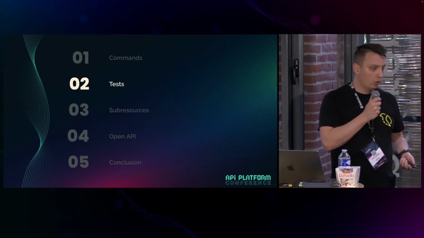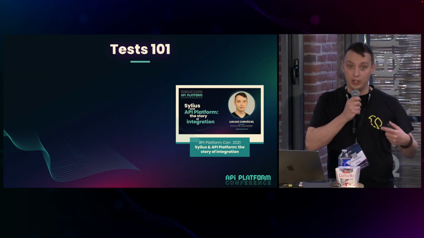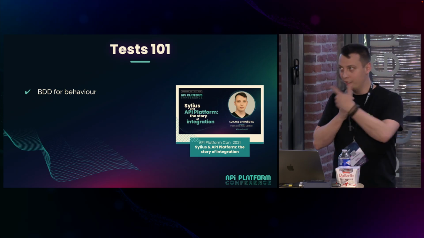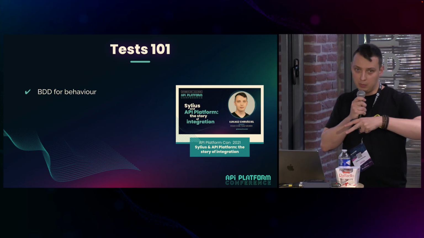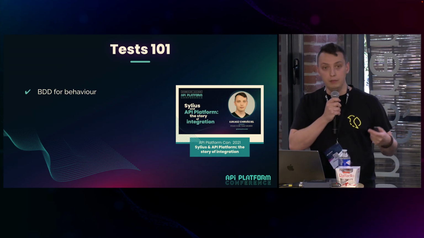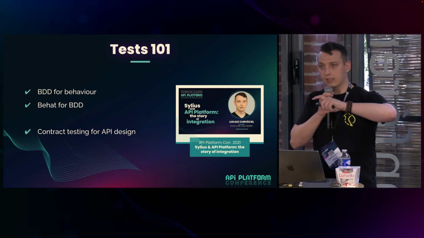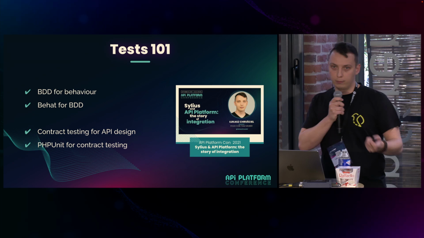Now, moving on to the tests. Again, something that I already discussed three years ago. So, a reminder for the rest of you who didn't hear that speech. We are using two kinds of tests in Sylius and API Platform migration. The first one is BDD for the behavior, and we are using Behat for that. And the second part is contract tests for API design, and we are using PHPUnit for that.